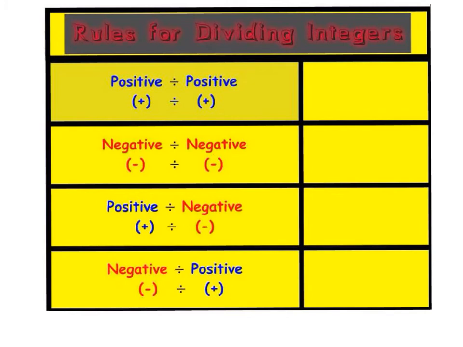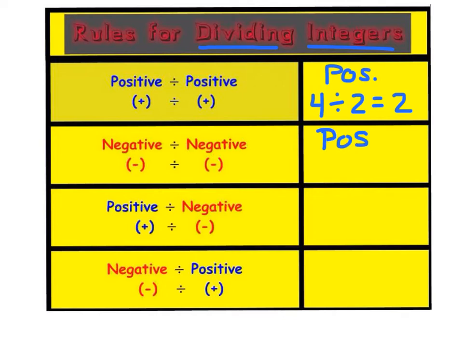Alright, so I'm hoping that you noticed that the rules for dividing are actually the exact same as the rules for multiplying. So we're going to fill this in, and again, you do need this in your notes. First one, a positive divided by a positive is still going to be a positive. An example would be 4 divided by 2 equals 2. Second one, if you have a negative divided by a negative, it's going to be a positive. Again, this is the same as the multiplying rules. So negative 4 divided by negative 2 is going to give me positive 2.